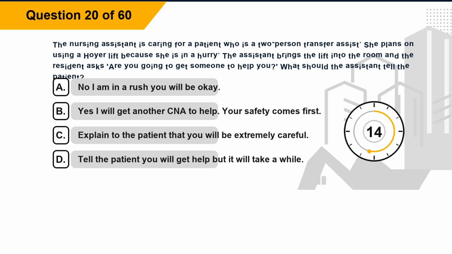Option A. No, I am in a rush, you will be okay. Option B. Yes, I will get another CNA to help. Your safety comes first. Option C. Explain to the patient that you will be extremely careful. Option D. Tell the patient you will get help but it will take a while.